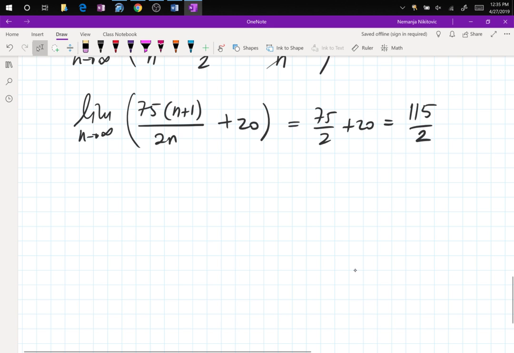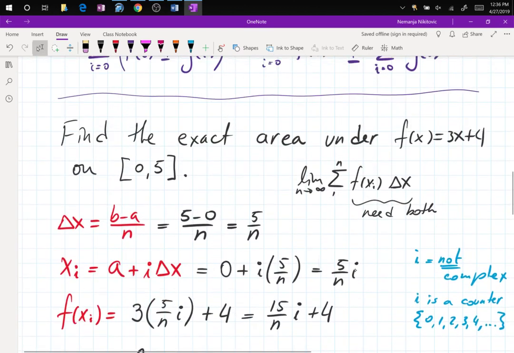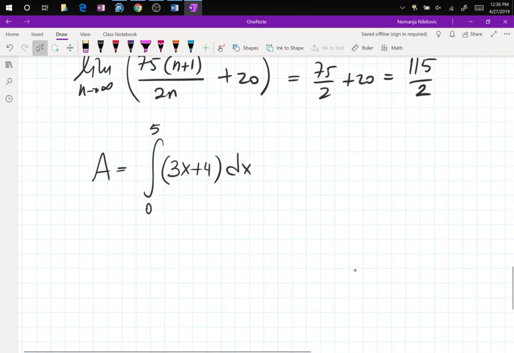So is there an easier way to deal with this? And the answer is yes, because it turns out that integration solves this problem in one line. So it turns out that exact area under the curve is the integral of this function, 3x plus 4, dx, and then we just specify that we want to go from 0 to 5. We put those in as limits.